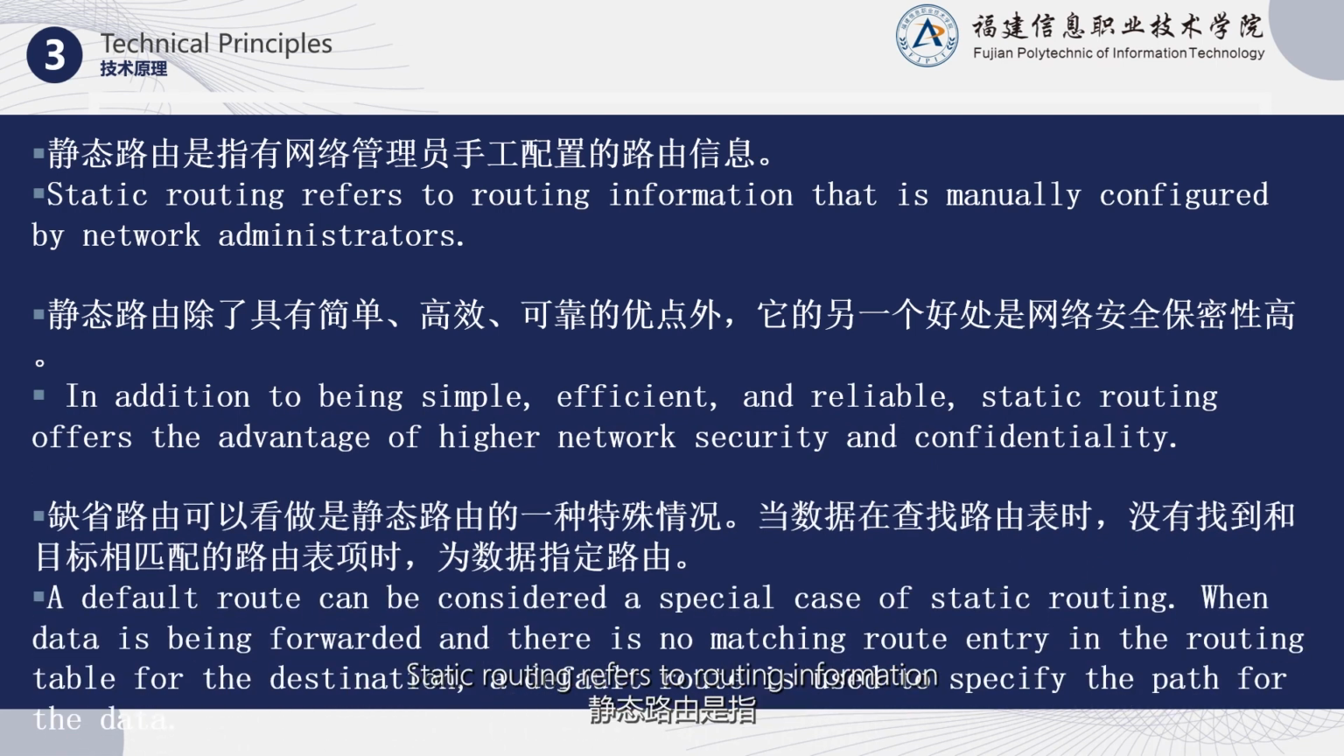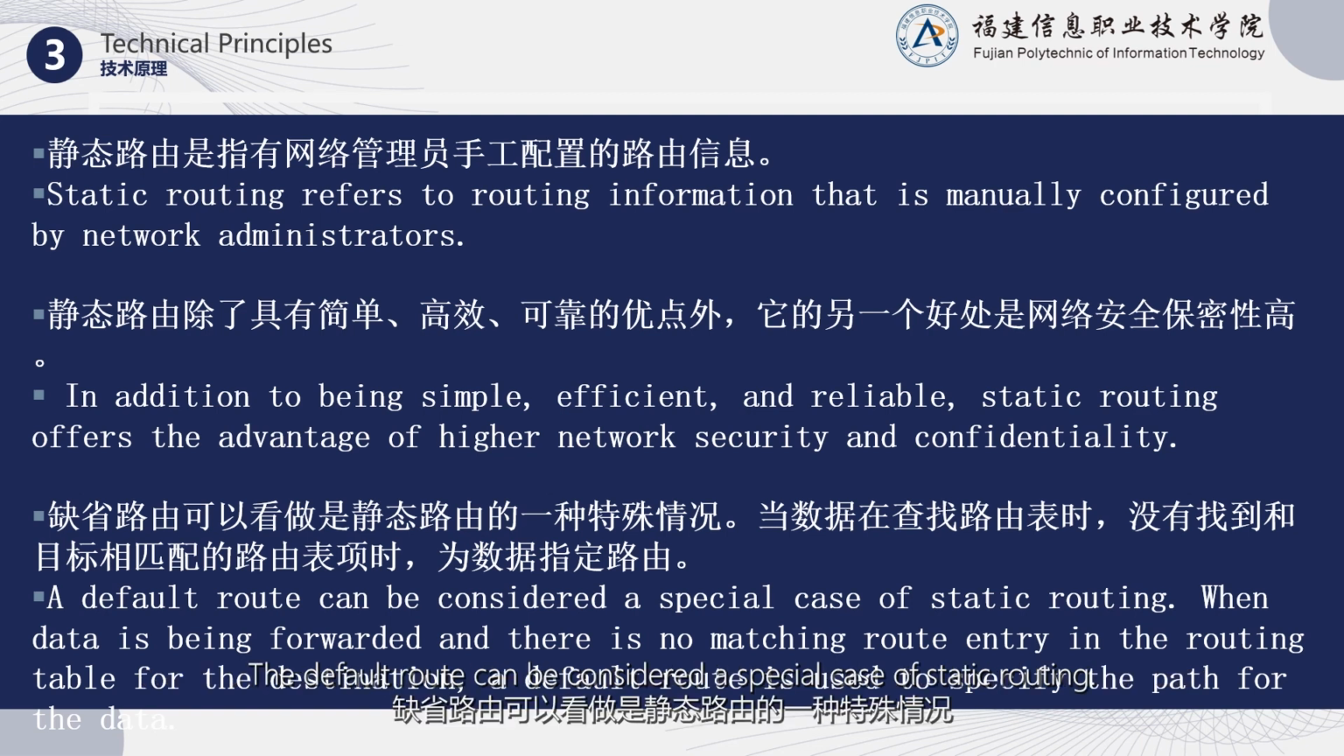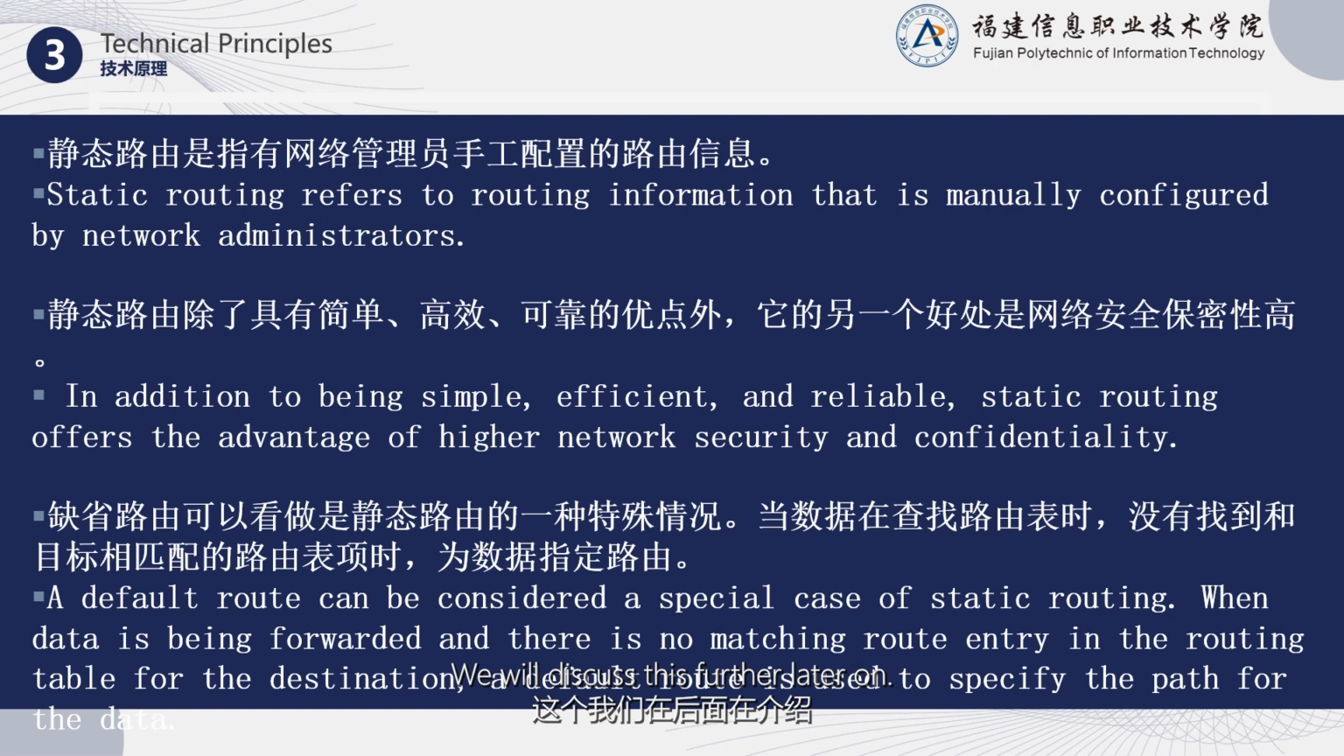Static routing refers to routing information that is manually configured by network administrators. In addition to being simple, efficient, and reliable, one of the advantages of static routing is its high network security and confidentiality. The default route can be considered a special case of static routing. When data is being forwarded and no matching route entry for the destination is found in the routing table, a route is specified for the data. We will discuss this further later on.